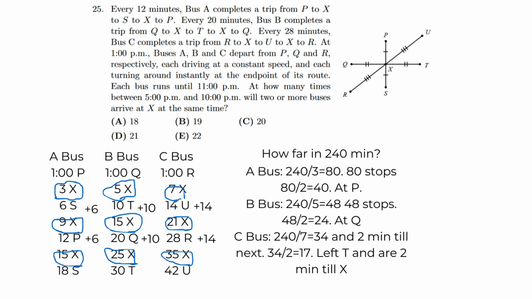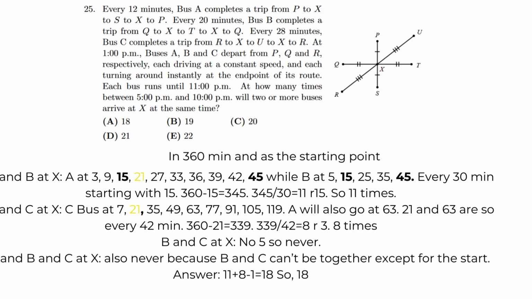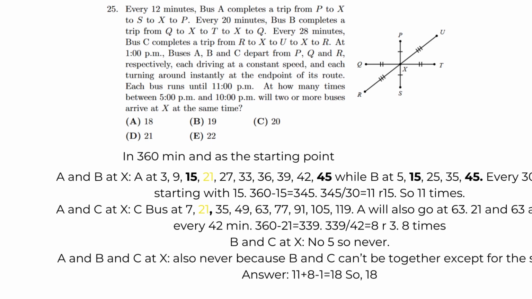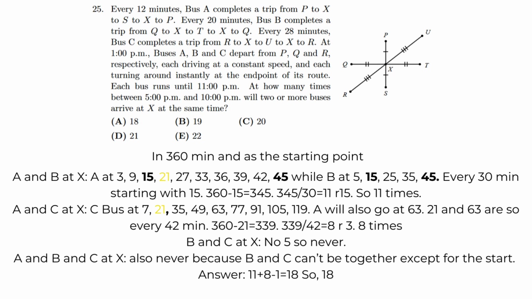For bus C, it's a little bit tricky. 240 divided by 7 equals 34, remainder 2. With the pattern of 4 stops, 34 gives 8 full patterns with remainder 2. So we count X, U. It has just left U and is 2 minutes from reaching X. That never happens because 7 plus 14 plus 14 plus 14 can never make an odd multiple of 5 in the lists.